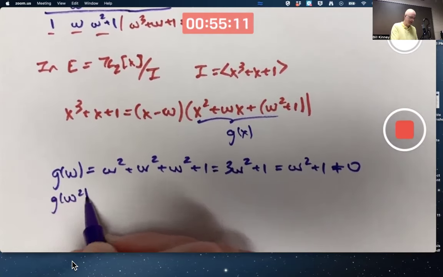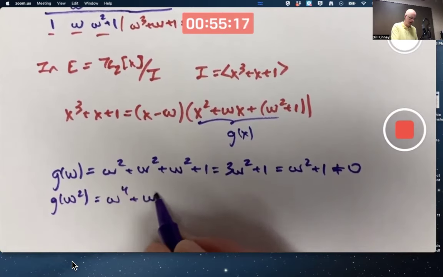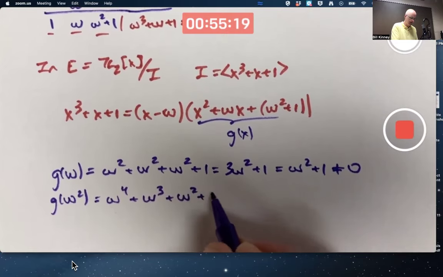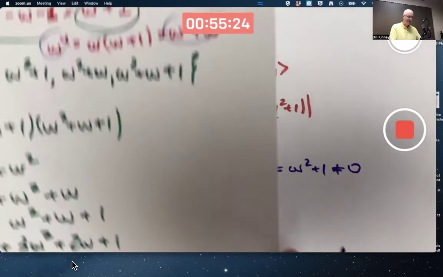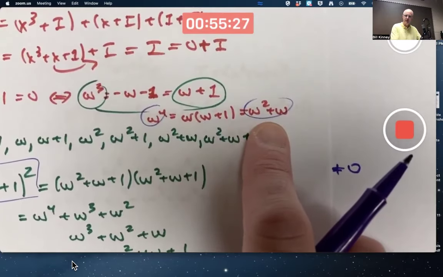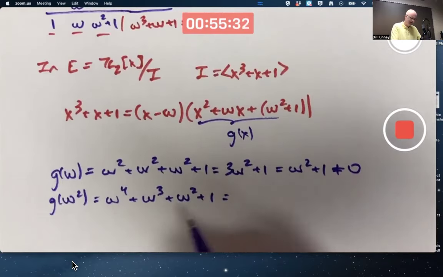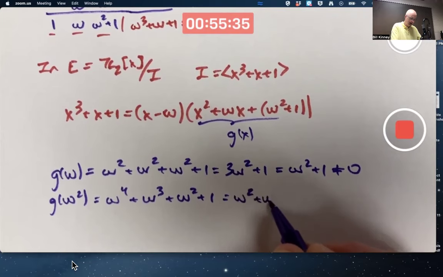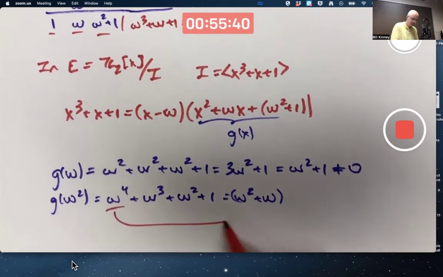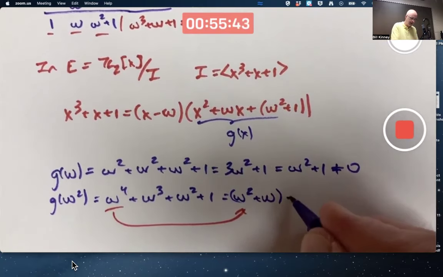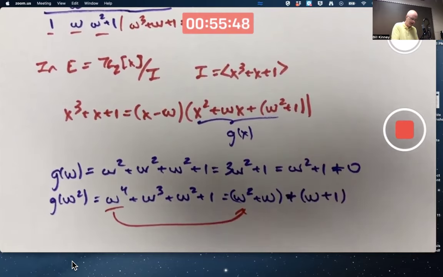How about omega squared? Replace x with omega squared. Get omega to the 4th plus omega cubed plus omega squared plus 1. But now do your fun substitutions. Omega to the 4th gets replaced by omega squared plus omega, and omega cubed gets replaced by omega plus 1.